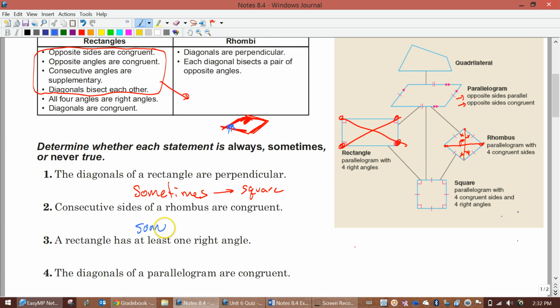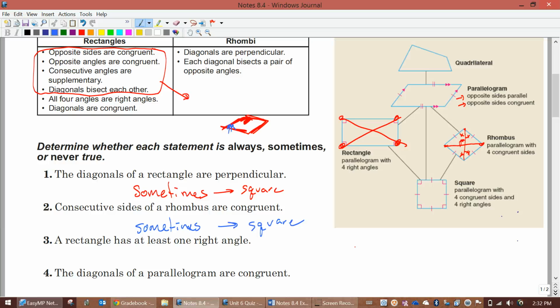It's only sometimes. They're only congruent when they're both 90, which means they're a square. If they were congruent, they would both be 90. They would have to be. Then we would have 90-degree angles and congruent sides. That's a square.